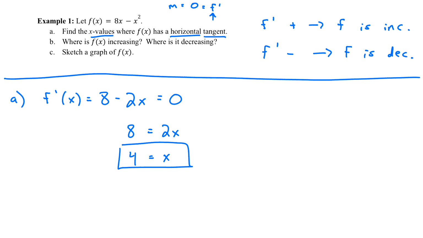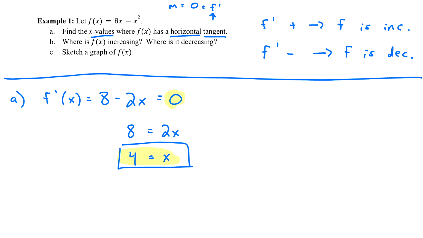But I'm going to use this piece of information now in the second part of my question, because now it's going to ask us where is f of x increasing and where is this function decreasing. Well, we said over here that the sign of the first derivative, f prime, will tell us whether our function is increasing or decreasing. So I know, based on what I found in part A, that at x equals 4, the first derivative is 0. So it could change sign there.